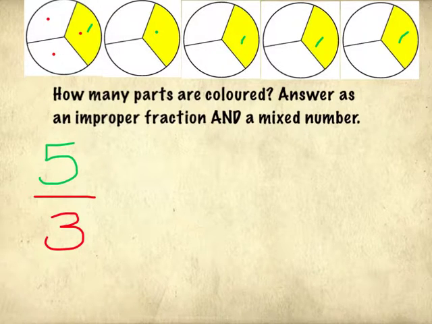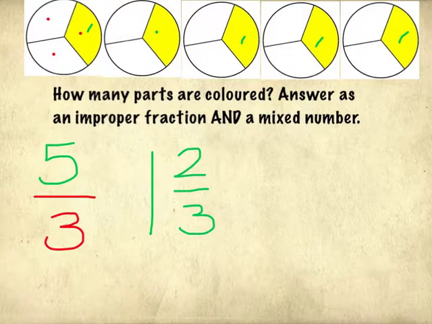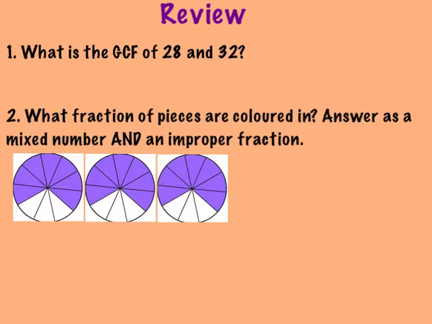To write it as a mixed number, how many times will I get 3 pieces with 5? Only once. And there will still be 2 left over. So my mixed number is 1 and 2/3. And again, these are equal. Okay, they're equivalent fractions.